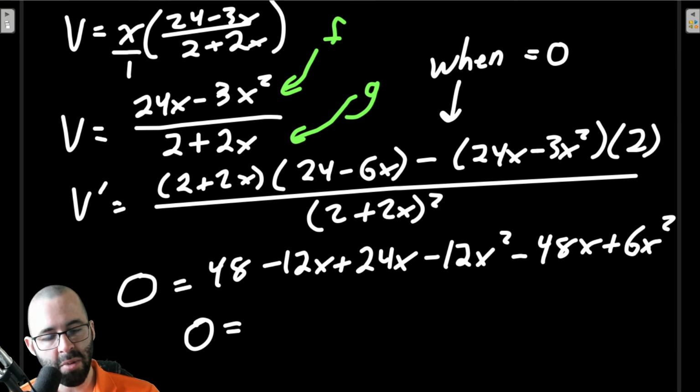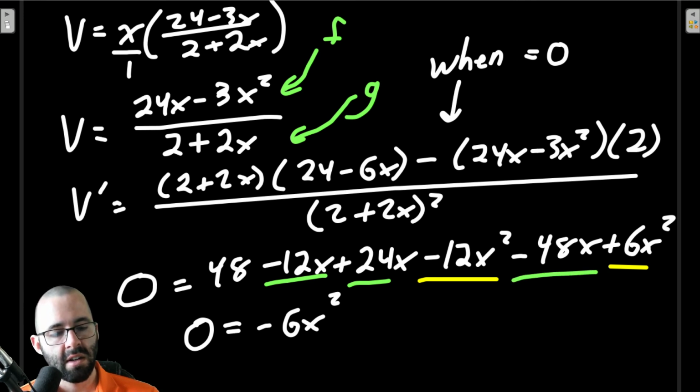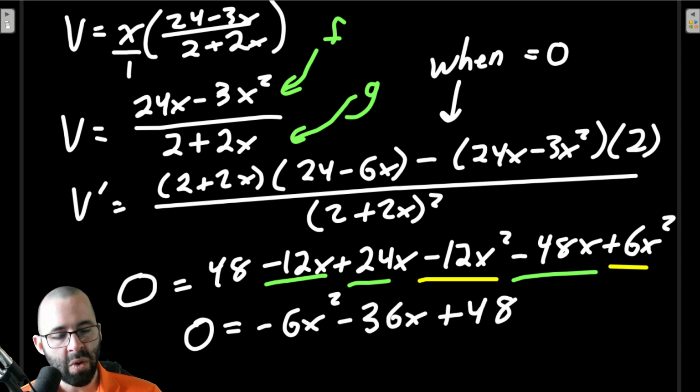So let's look at the quadratic part first. Negative 12x squared plus 6x squared is going to be a negative 6x squared. Linear terms next. Minus 12x plus 24x is positive 12x. Oh, negative 36x. And finally, there's just a 48. We want to know when this is equal to 0. If we divide everything by negative 6 or factor out a negative 6, it'll be easier. I'm going to divide everything by negative 6.